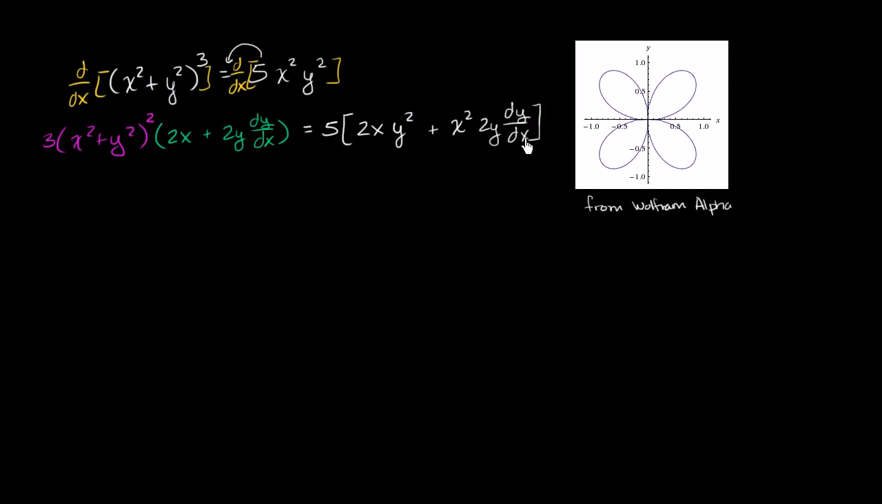So let me make it clear what I just did. This is this, and then this is when I took its derivative. So that is when I applied the derivative operator. Similarly, that is that, and when I applied the derivative operator, I got that. The derivative with respect to x right over there. So let's see if we can somehow solve for dy dx.